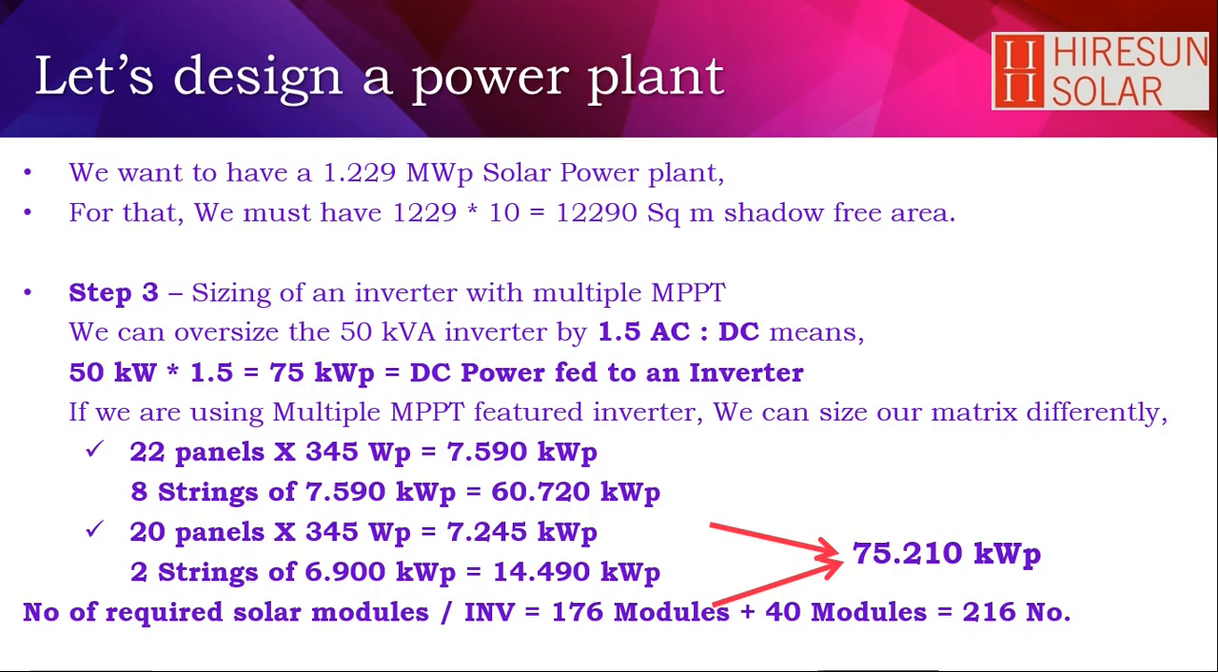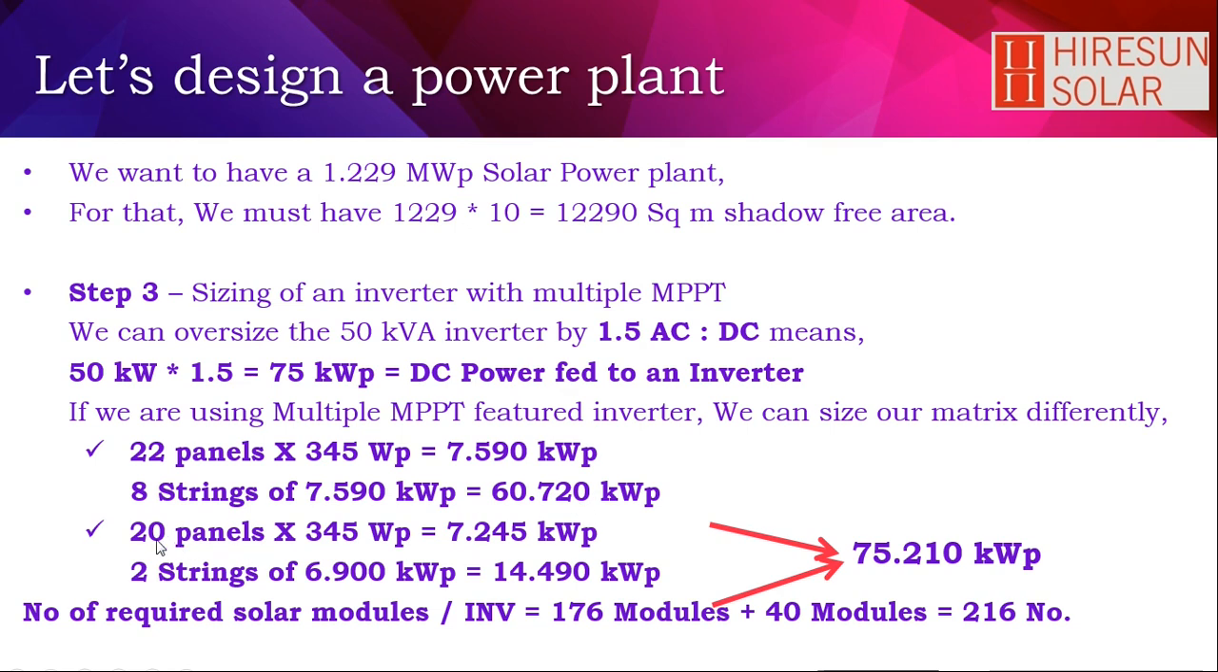So now we will again go for the one more concept of 50 kVA inverter. By considering the oversizing of 1.5, then we are having the 75 kilowatt peak, that is DC power fed to the inverter. So if we are using the features of multiple MPPT in the inverter, we can oversize the matrix differently. Suppose I will take 22 panels, 345 watt peak each. So one string will give us 7.5 kilowatt peak. Such 8 strings, it will give us the 60 kilowatt.